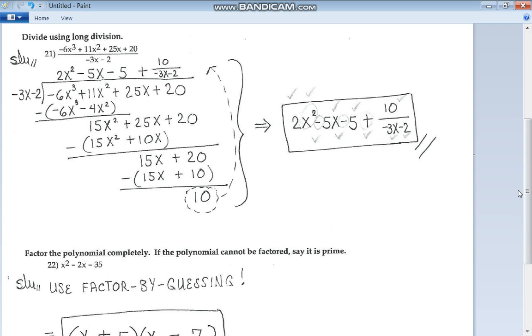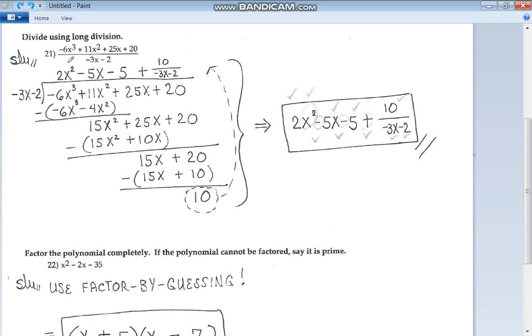Number 21, divide using long division. Okay, so we're going to take the numerator and put it under the division symbol and divide it by the denominator, negative 3x minus 2. So you ask yourself, what must I multiply negative 3x by in order to get a negative 6x cubed? And the answer is positive. It has to be positive. And 2 has to be multiplied by 3 to give you the 6. And x squared has to be multiplied by the x to give you x cubed. So that just takes us to negative 6x cubed.